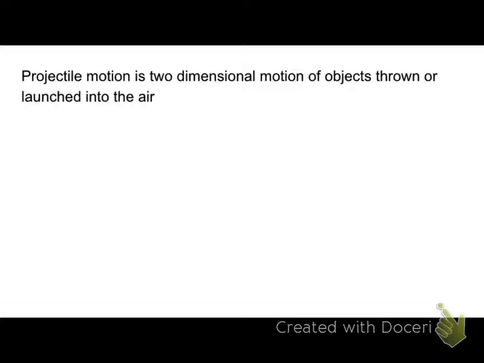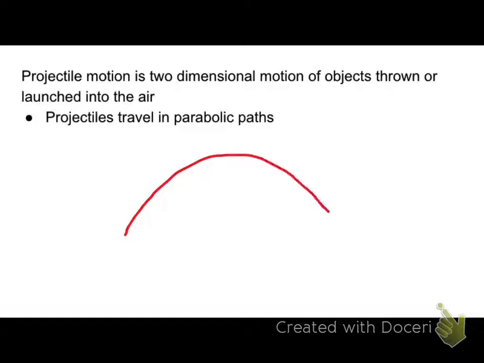A projectile is the motion of an object that is either thrown or launched or sometimes falls into the air. Projectiles travel in parabolic paths. So if you have been in math, you know what a parabola is. It looks like this. So if you throw a ball or launch a rocket, or if an object falls off a table, it's going to have a parabolic path. Now, is it always going to be the entirety of this parabola?